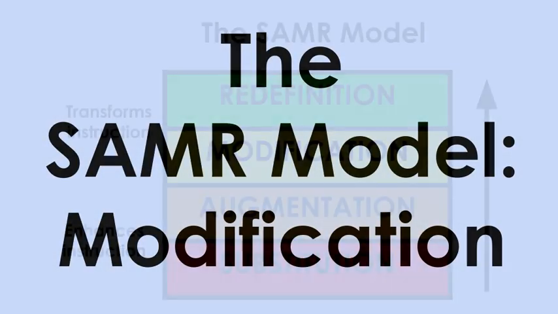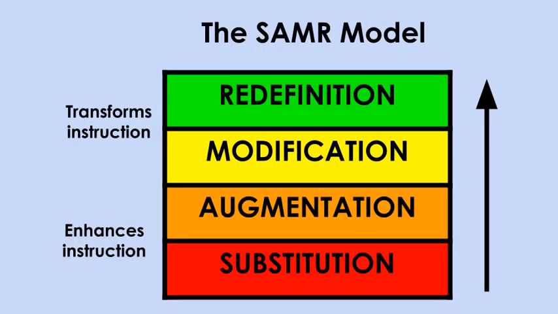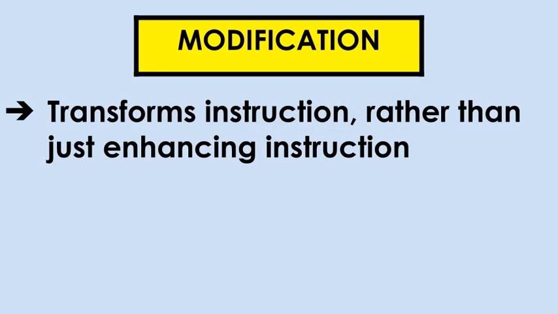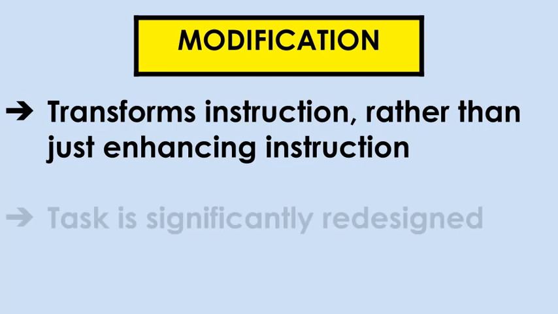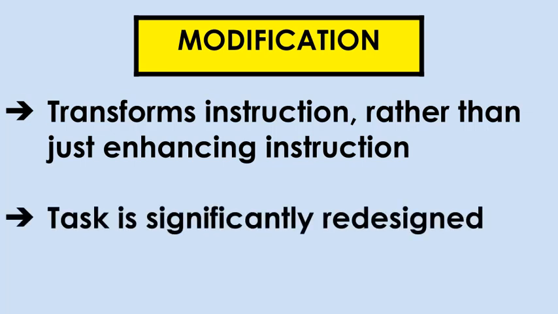The modification level of the SAMR model is in the upper half of the ladder, and it serves to transform instruction. At this level, technology allows the teacher to significantly redesign the task, and it is considered above the line because instead of using new tools to complete the same task, the modification level involves redesigning the task itself and transforming student learning.